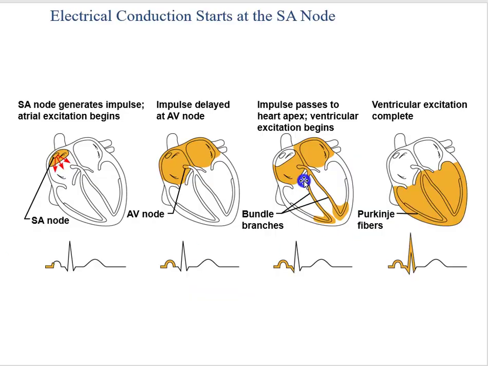So that's what we're looking at here. The bundle branches are coming down here, and we can see that the right bundle branch is going to lead to depolarization of the right ventricle. The left bundle branch is going to lead to depolarization of the left ventricle. There definitely is going to be overlap. However, just to keep life real simple, we're going to say left bundle branch to left ventricle, right bundle branch to the right ventricle. All right?